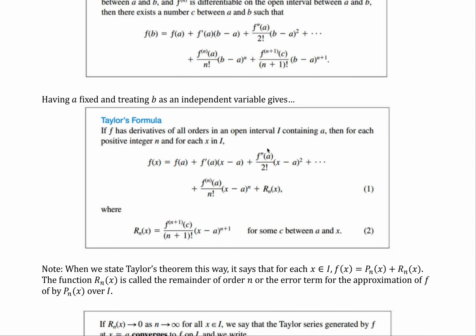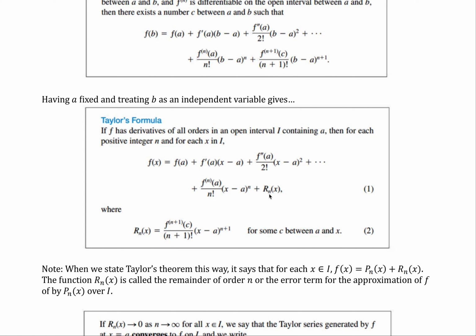So I've got a note here that says, when we state Taylor's theorem this way, the way it is here in Taylor's formula, we can say that for each x in this interval I, f of x is the Taylor polynomial of order n, and that's what we get here with these first terms, plus that remainder of order n.